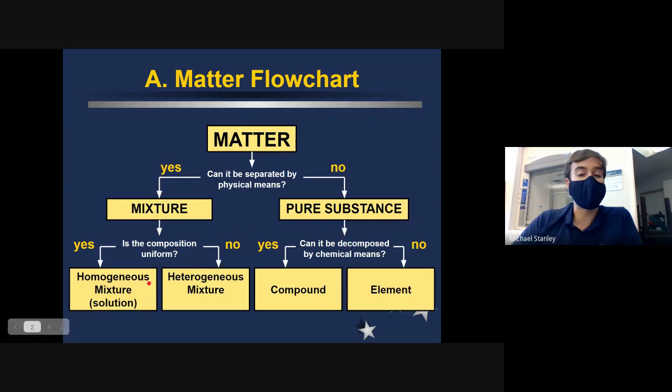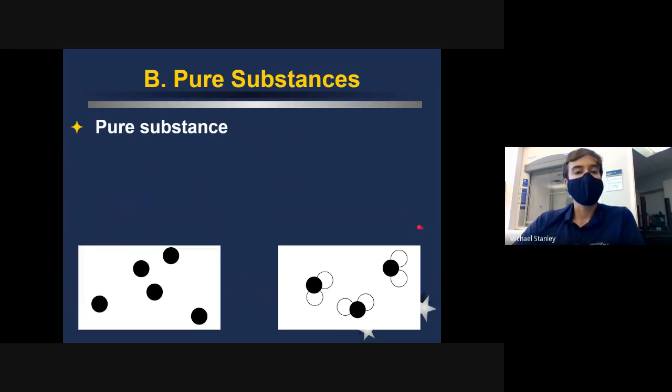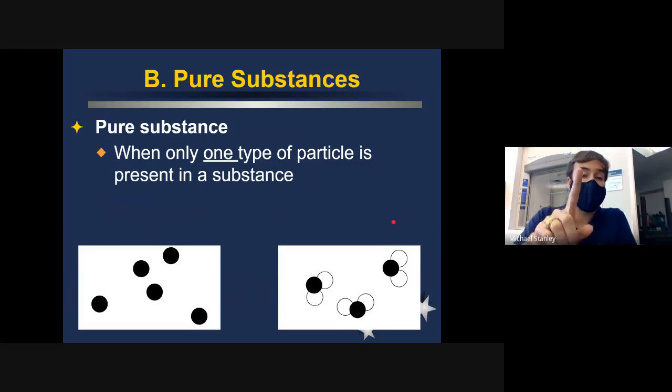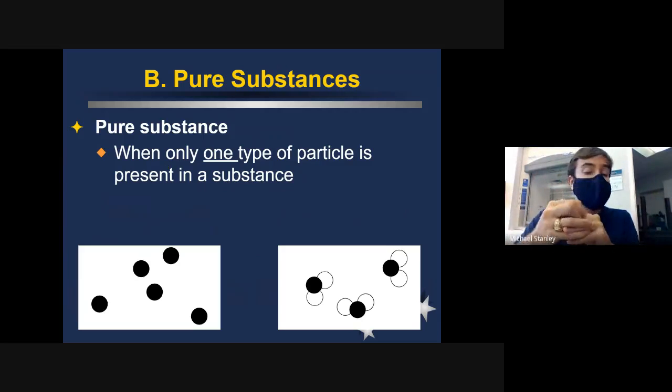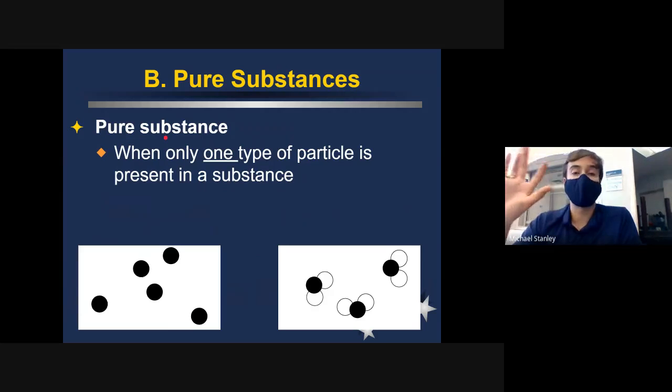So we're going to talk about what each one of these things means and what it looks like, one by one. We're going to start off with our pure substances over here. A pure substance is when you only have one type of particle present. When you have a 100% pure set of one type of particle, that is when you have a pure substance. Nothing else is mixed in. There aren't lots of different types of things all mixed together. It's just one type of particle.